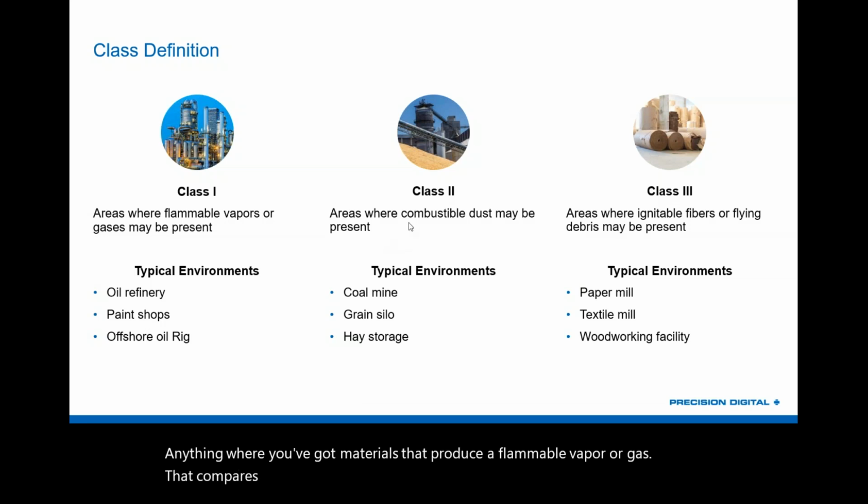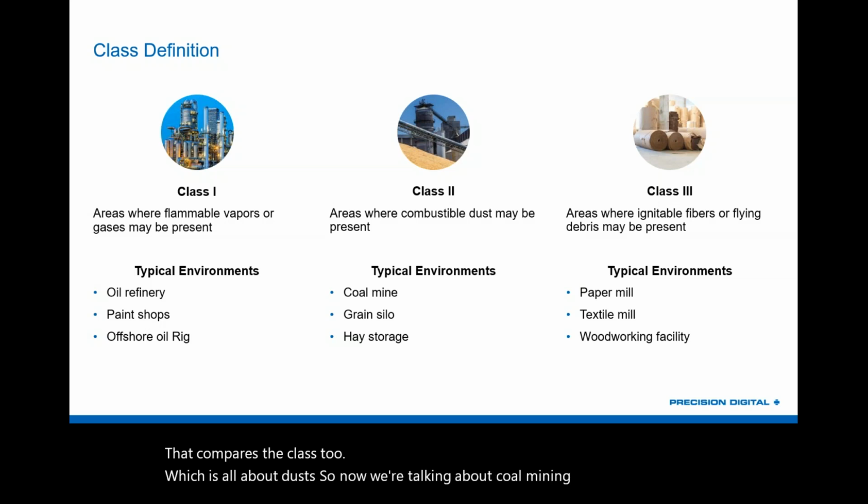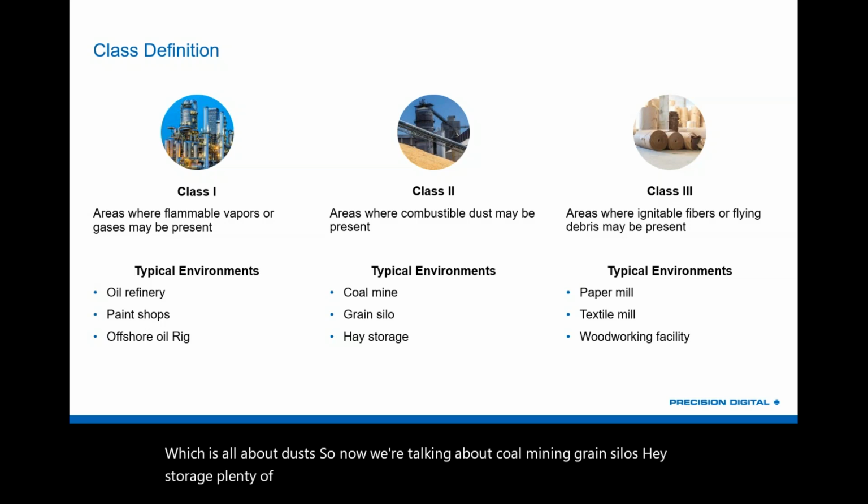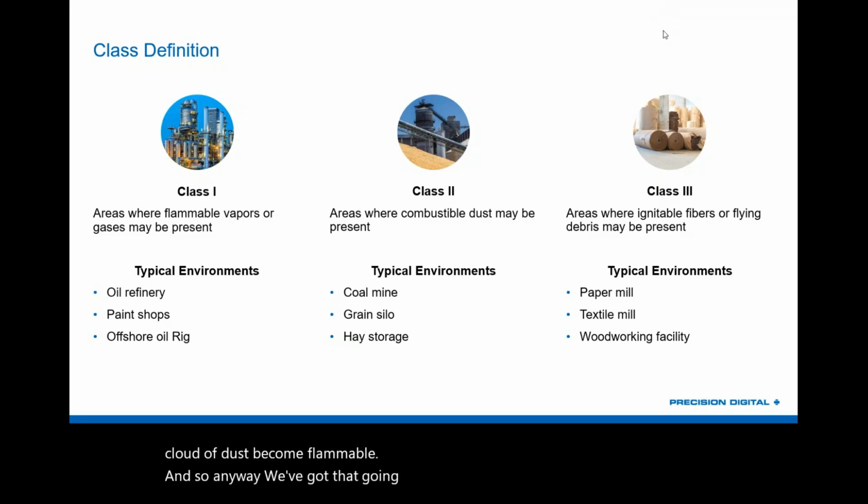That compares to Class 2, which is all about dusts. So now we're talking about coal mining, grain silos, hay storage, plenty of otherwise sort of inert materials that, when you put them in the air as a cloud of dust, become flammable. And so anywhere we've got that going on, you're talking about a Class 2 environment.